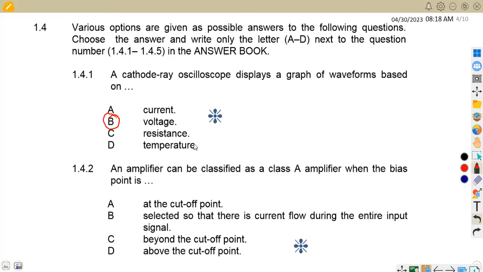An amplifier can be classified as a class A amplifier when the bias point is selected so that there is a current flow during the entire input signal, this part here, which is B. All right, so B is the best answer that we had in this case.